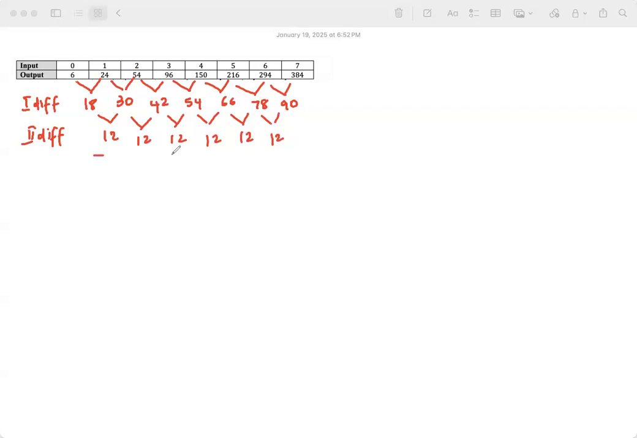Do you see a pattern? When the differences become the same, the second difference is the same. So the polynomial represented by this table is a second degree polynomial.